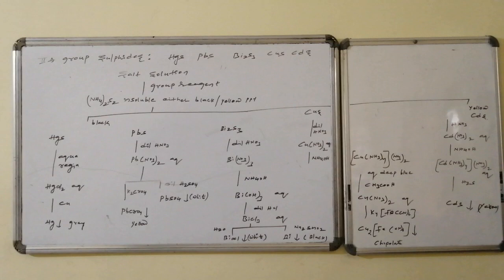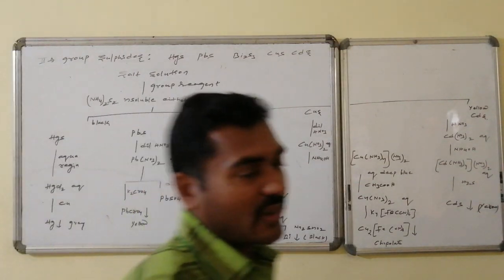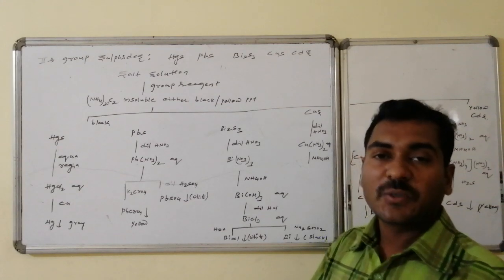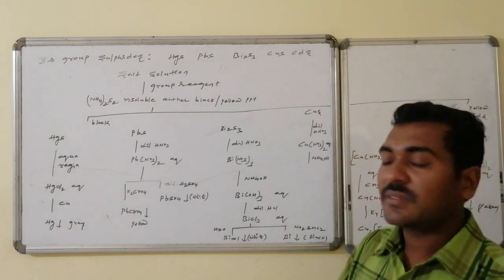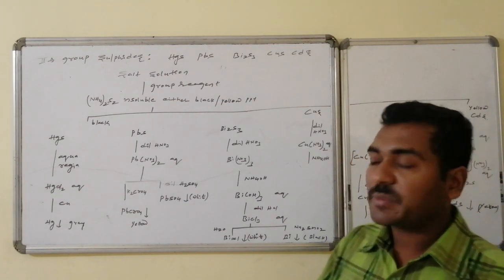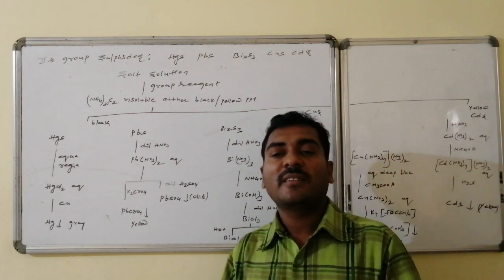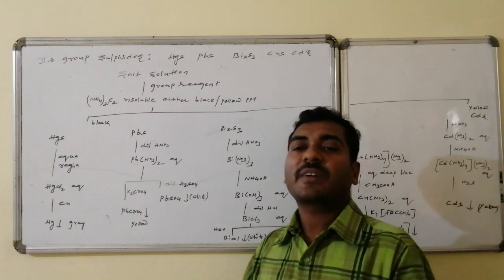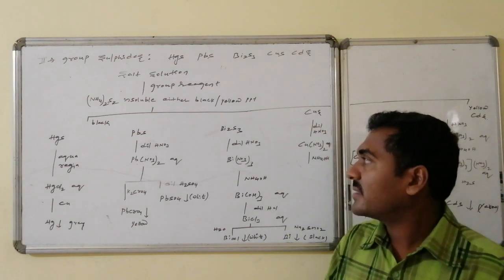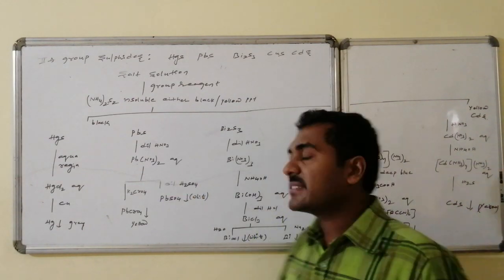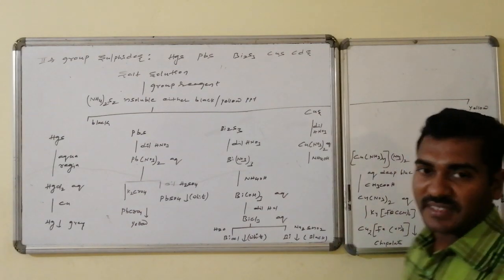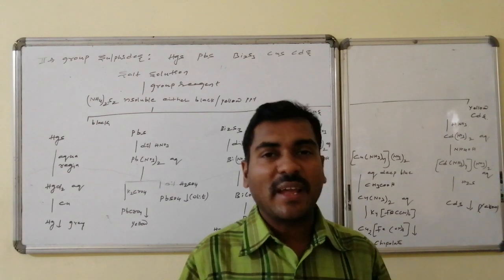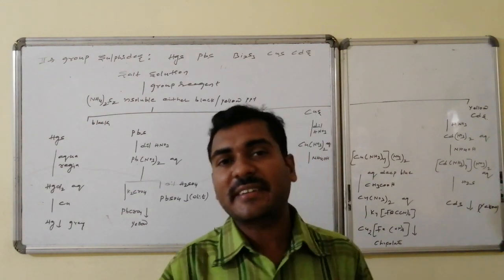The total flowchart of the second A group cations. See, the salt solution is allowed to react with the group reagent. As a result, it forms precipitates, and those precipitates are insoluble in yellow ammonium sulfide. Based on color, those insoluble sulfides are segregated into two varieties: one is black colored precipitate, the second is yellow colored precipitate. In the last part I may have said cadmium sulfide is black, but it is not black, it is yellow. Correct it.